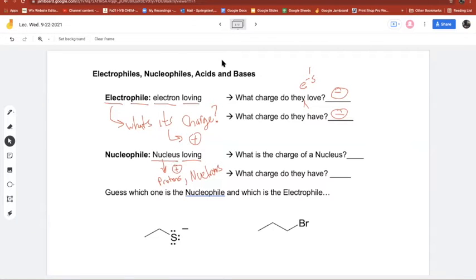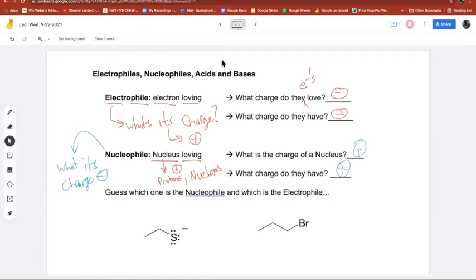So if you're a nucleophile, what charge is the nucleus of an atom? It's got positive protons and neutral neutrons, so it's positive charge. And what charge then do nucleophiles love? They love positive charge. And what charge is a nucleophile? Negative. Yep, because it loves positive, because opposites attract.